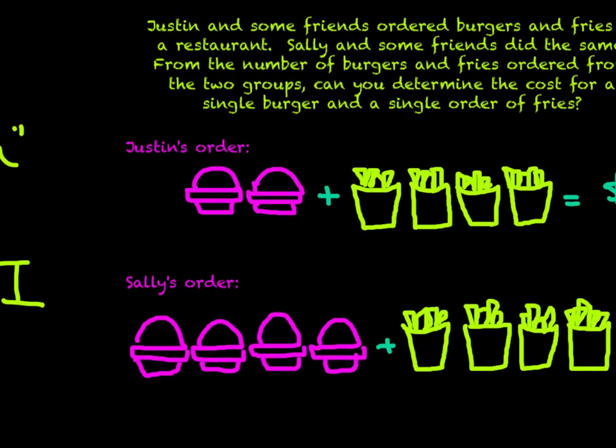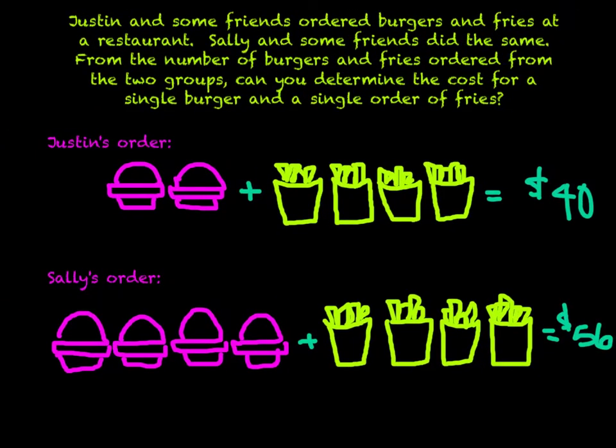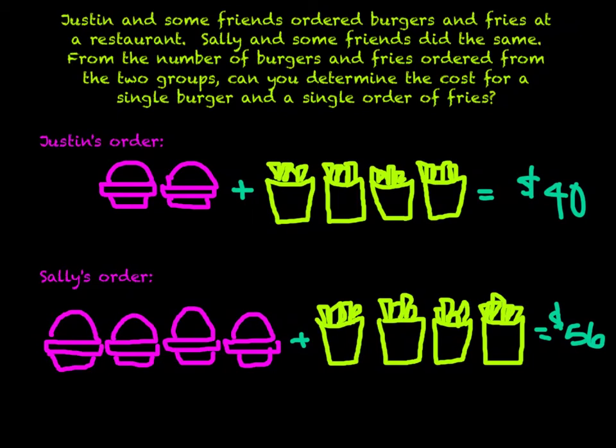Here we get going. Justin and some friends ordered some burgers and fries at a restaurant, and Sally and some friends did the same. From the number of burgers and fries ordered from the two groups, can you determine the cost for a single burger and a single order of fries? So Justin's order is apparently 2 burgers and then 4 fries, and that comes to $40. And then Sally's order is 4 burgers and 4 fries.